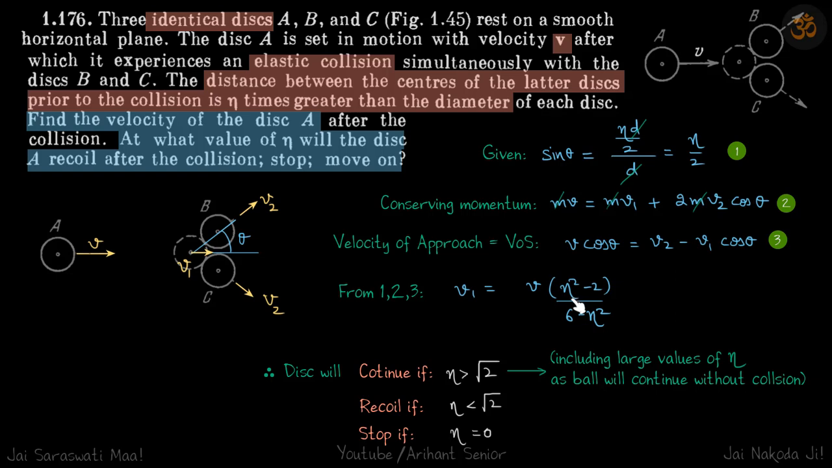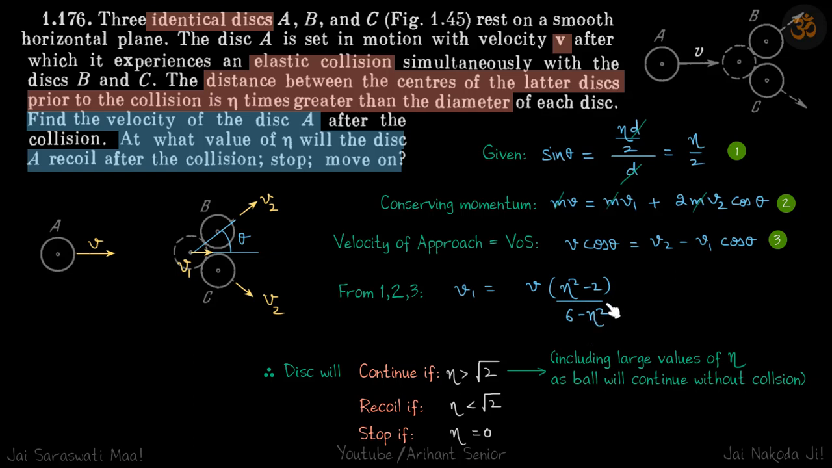Now, of course, you can imagine what will happen if eta is very high. Then you may think that the denominator becomes negative. But that won't be the case, because when the distance between them is greater than twice the diameter, then these balls will not touch the incoming ball at all. So the incoming ball will just go through between the two balls with the same velocity v. So basically it will continue on the same path if eta is greater than root 2.